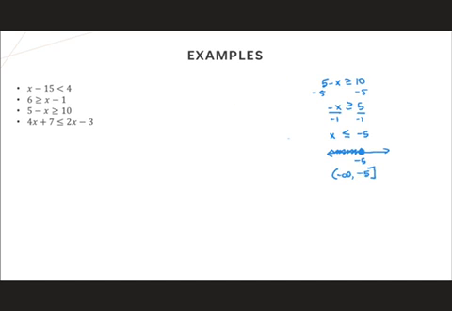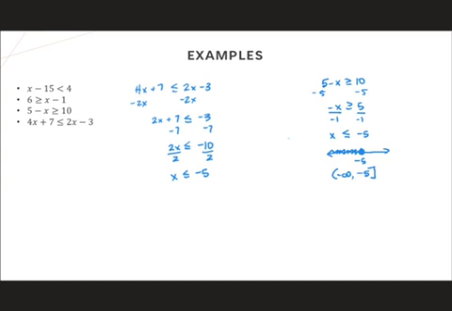Okay. The last one on this page, I've got 4x plus 7 is less than or equal to 2x minus 3. You can solve this in whatever order you prefer, but the same idea as equalities applies. I want x's on one side, numbers on the other. So let's subtract 2x from each side. So 4x minus 2x is 2x, plus 7 is less than or equal to negative 3. Subtract 7 from each side. So 2x is less than or equal to negative 10. Divide by 2, so x is less than or equal to negative 5.